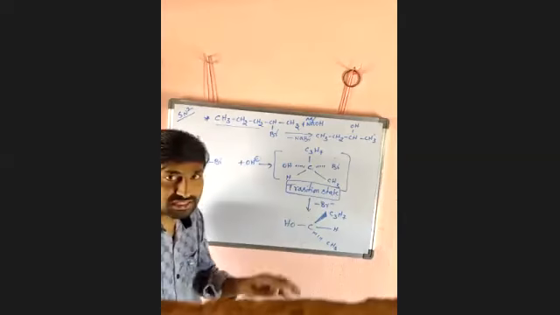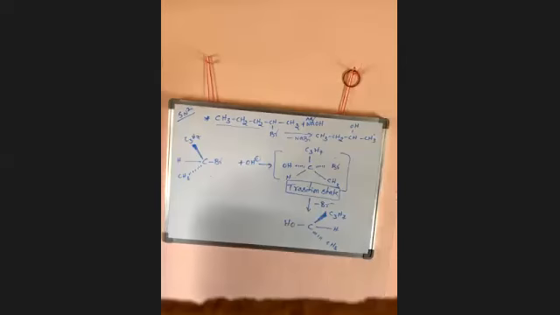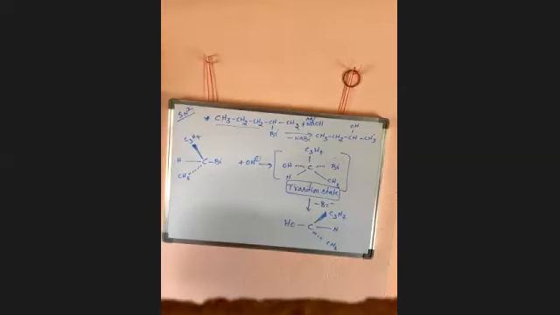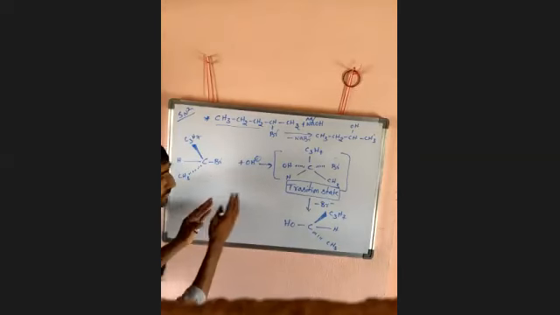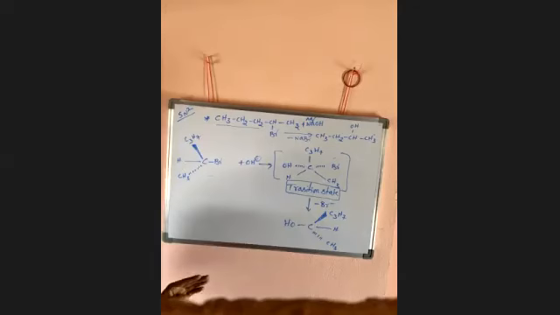What happens if you place an umbrella in wind? It will be reversed. Just like that, here the product configuration is also reversed. That inversion is called Walden inversion. So wherever you see a reaction in the case of SN2, the configuration of the reactant will be reversed. Okay, so like this, guys.